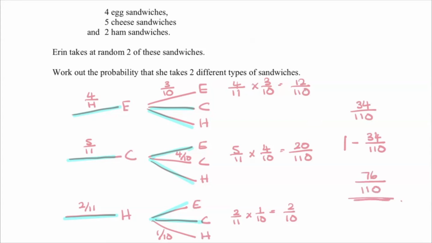I could have just found all 6 combinations, done all the maths, added them together, and I would have got to that 76 over 110 that way. And it's personal preference, I think, with these probability tree diagrams. But if you know you want the opposite, that one takeaway can be a really useful thing.